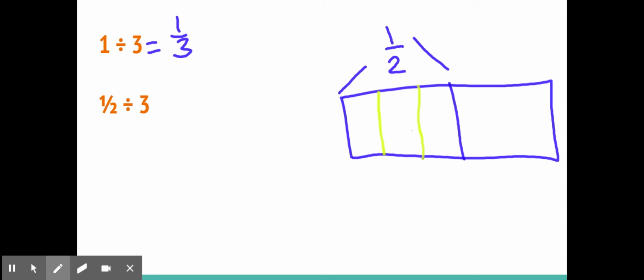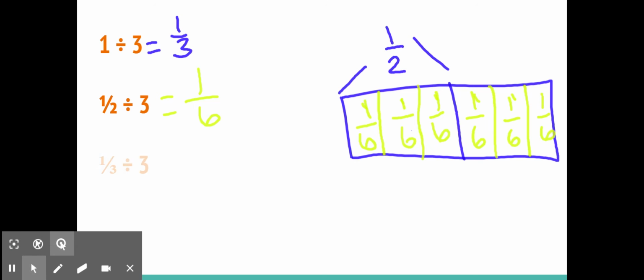How much is one of these pieces going to be? Well, if I had also divided this half into 3 equal pieces, how many total pieces do I have? 1, 2, 3, 4, 5, 6. So this is 1/6. So 1/2 divided by 3 would give me how much in each piece? 1/6. Let's do another one and then let's try to find a pattern.